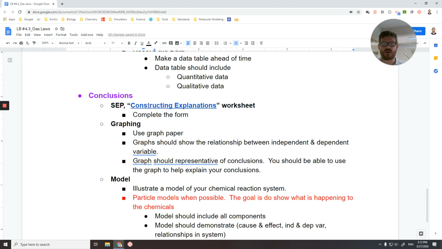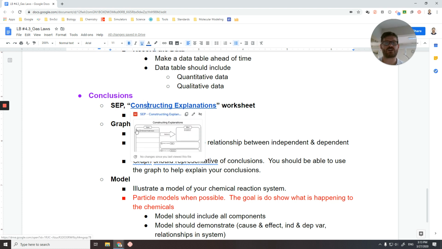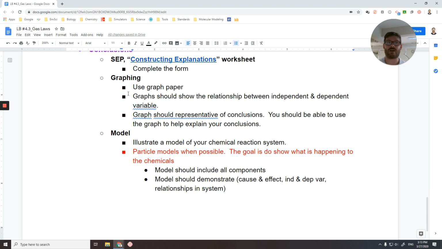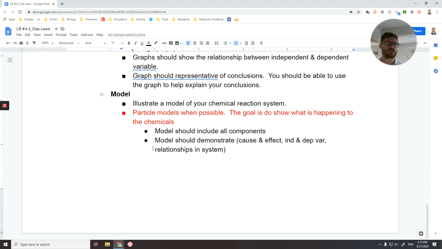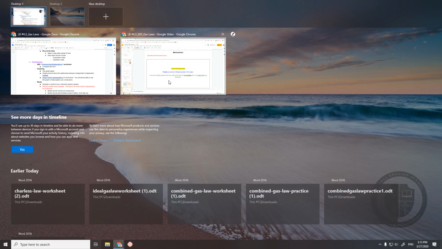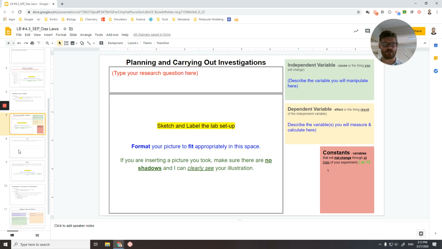Conclusions, right? This is all the stuff that's in there. And instead of constructing explanations, it's engaging in argument, but maybe I'll edit that for you. Graph, make a graph. Model, etc. So I'm kind of repeating myself here, but there are just additional details on this document about what to do. This is the one that you're going to turn in to me in the end. If you have any questions, please let me know.